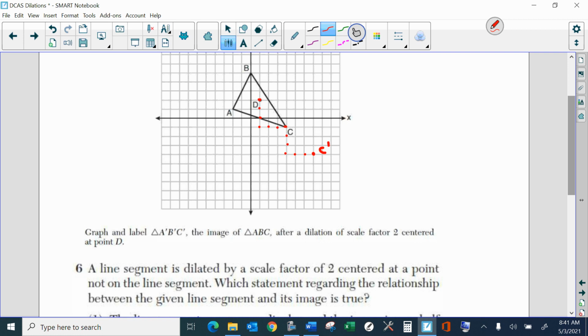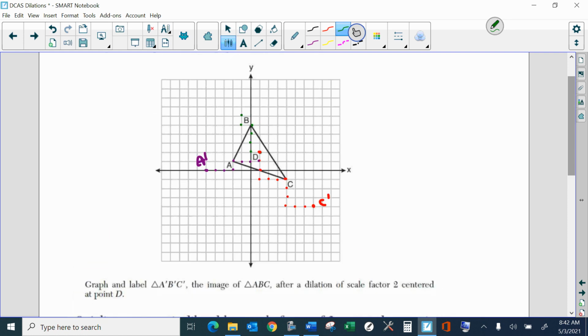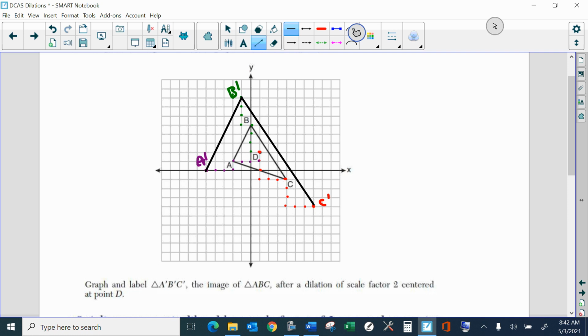So there's C prime. How do I get to A? Down 1, right 1, left 1, 2, 3. Down 1, 1, 2, 3. So there's A prime. How do I get to B? Left 1 and up 3. There's B prime. Okay, so there's my new triangle, scale factor of 2.